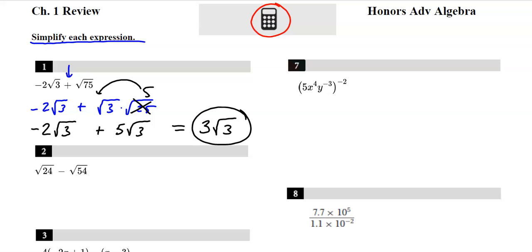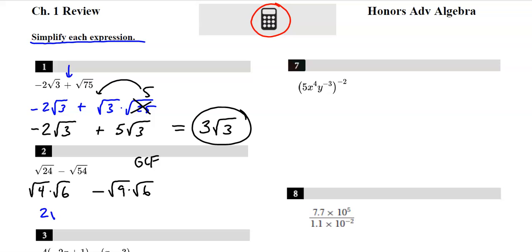24 will not go into 54. So I'm going to try to find the greatest common factor, the GCF, which in this case, I think the biggest number that goes in there is 6. So I'm going to rewrite this as the square root of 4 times the square root of 6. That's 24. And then this one is going to be the square root of 9 times the square root of 6, which is 54. And now I have a couple perfect squares there.